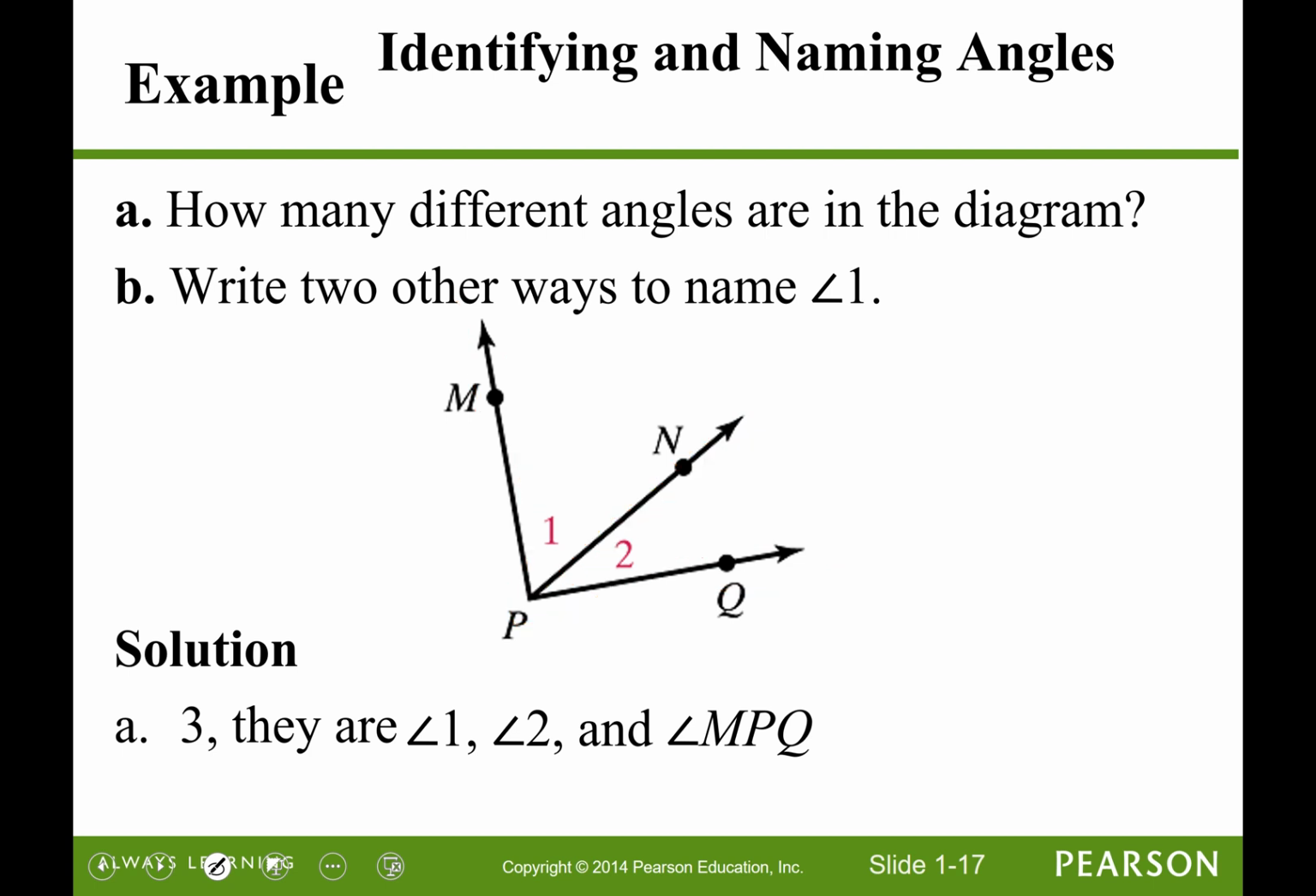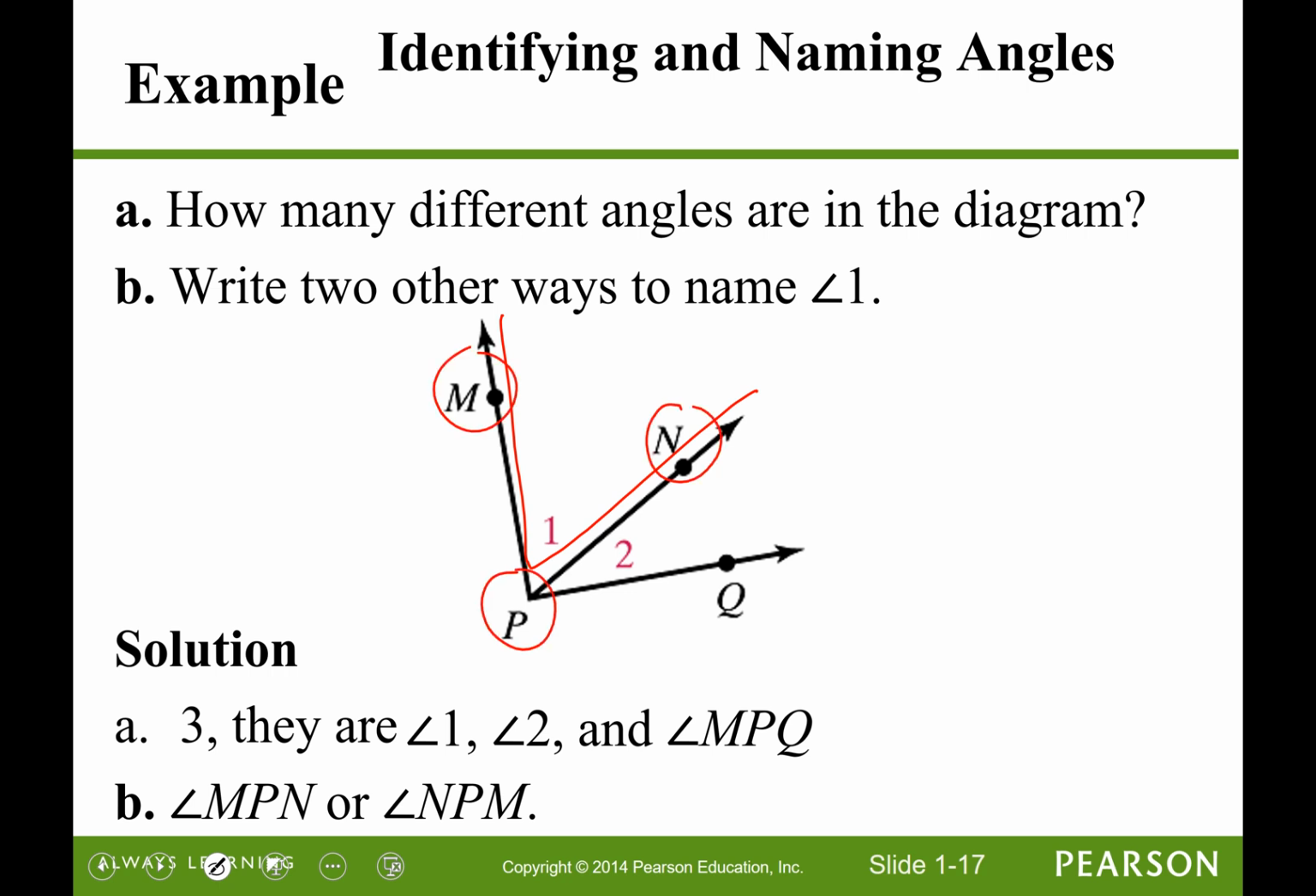Okay, part B, write 2 other ways to name angle 1. So focus on this angle right here and write that in 2 other ways, please. If you came up with angle MPN or angle NPM, you got it right. Good job. So M is on one ray, P is the vertex, followed by N. And then the other direction, N is on one ray, P is the vertex, and M is on the other ray.